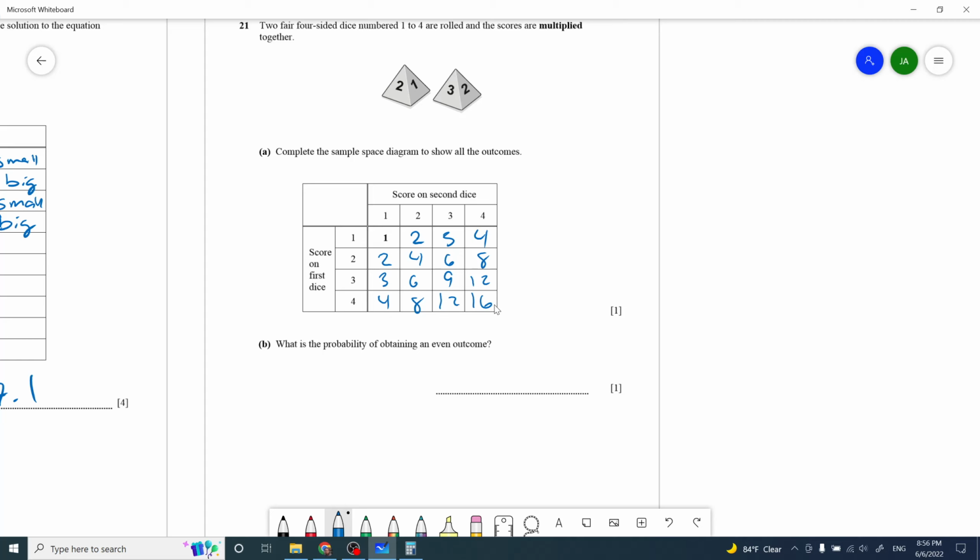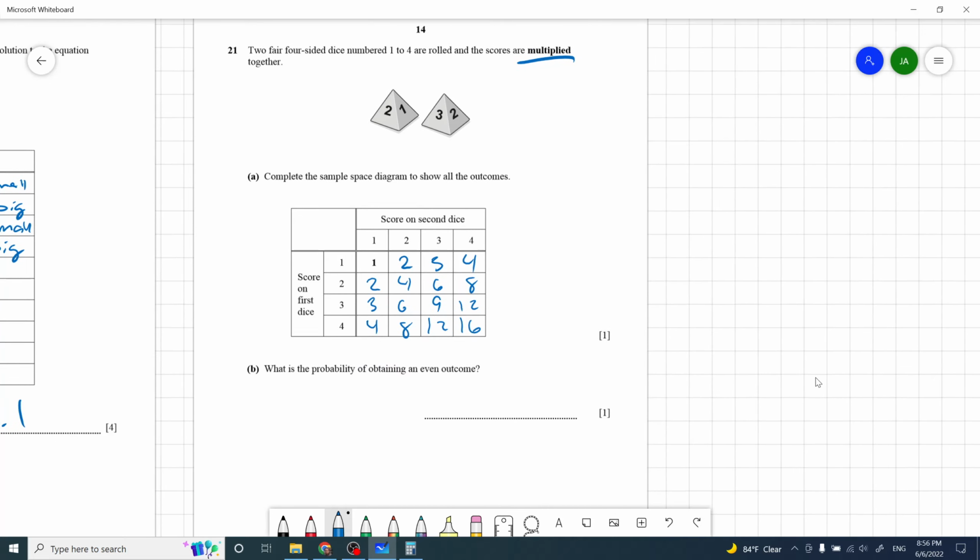All right, so these sample space diagrams are all going to depend on what they're asking you to do, okay? So here, they're asking us to multiply. Sometimes it could be the biggest of two numbers. Sometimes it could be adding them, okay? Sometimes it could just be two different things going on, and you need to figure out what's going on. So read carefully what it's asking.